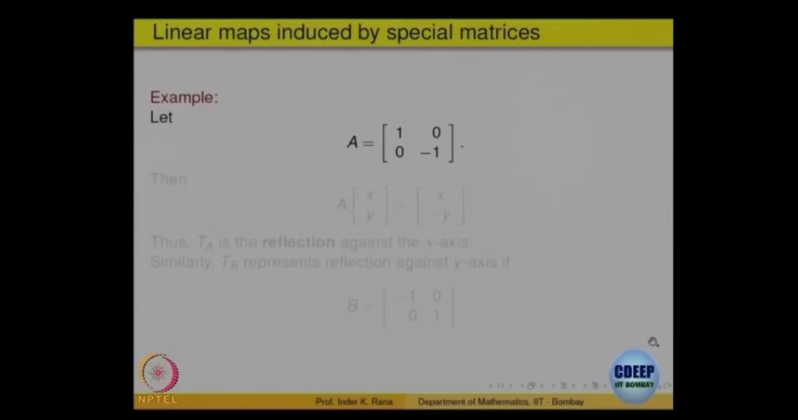Let us look at one more. Let us look at this matrix: 1 0, 0 minus 1. So, if I take a vector (x, y) and multiply by this, what will happen?